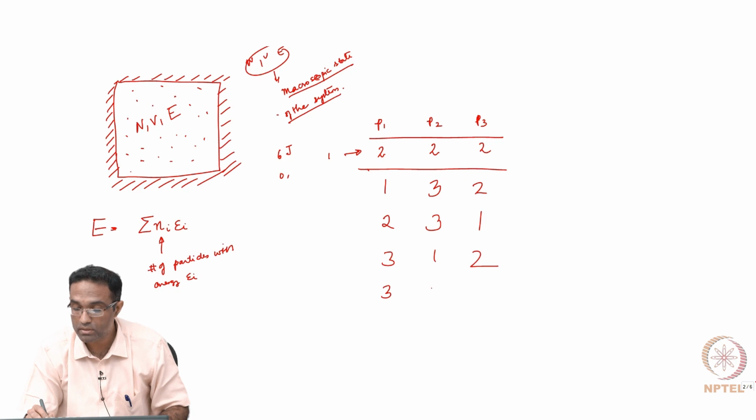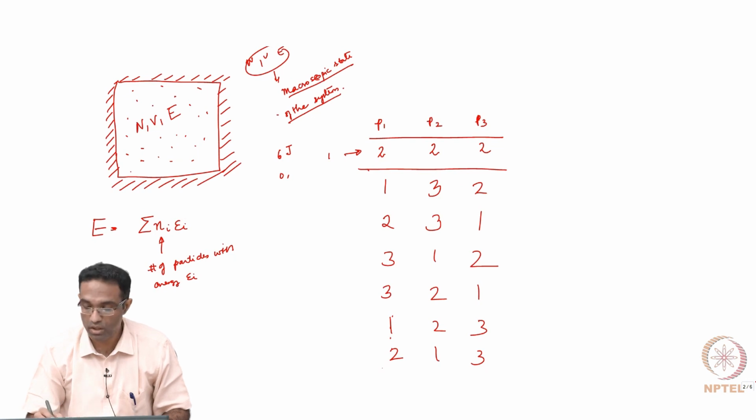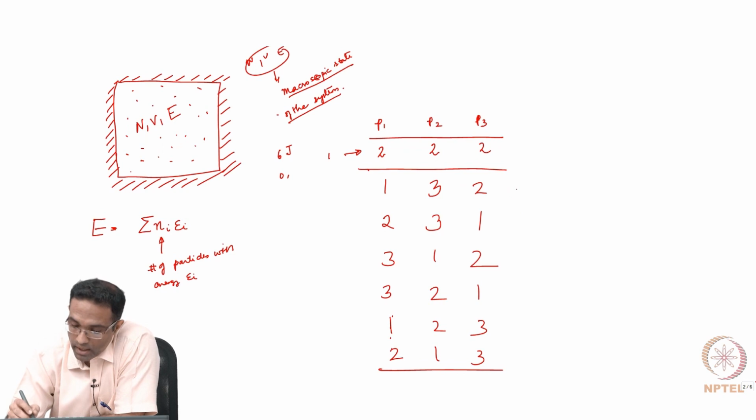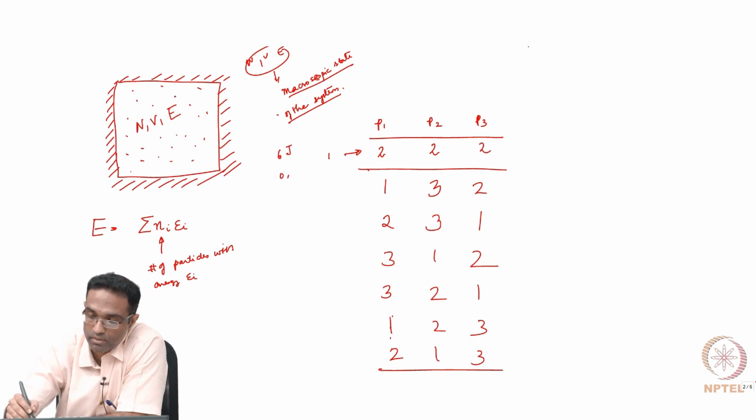3, 2, 1 maybe, and so on. 1, 2, 3. Okay, 1, 2, 3. Then what is that? Okay, 2, 1, 3. Huge, huh? Large number of ways. There are quite a few ways in which you can have one particle at energy level 3, one particle at energy level 2, one particle at energy level 1, right?